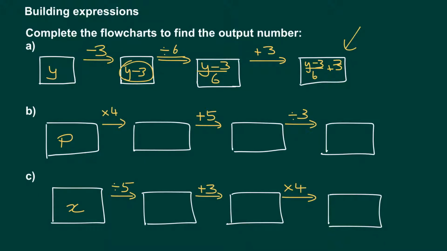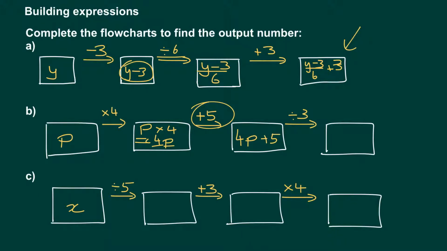So now, let's do part B. We start off with p as the input number, and we multiply it by 4. So p times 4. As we know, we don't use the multiplication sign in linear equations. So p times 4 simply reduces down to 4p, because we know that the number always comes first, and then the letter. Then to 4p, we add a 5. So that becomes 4p plus 5.